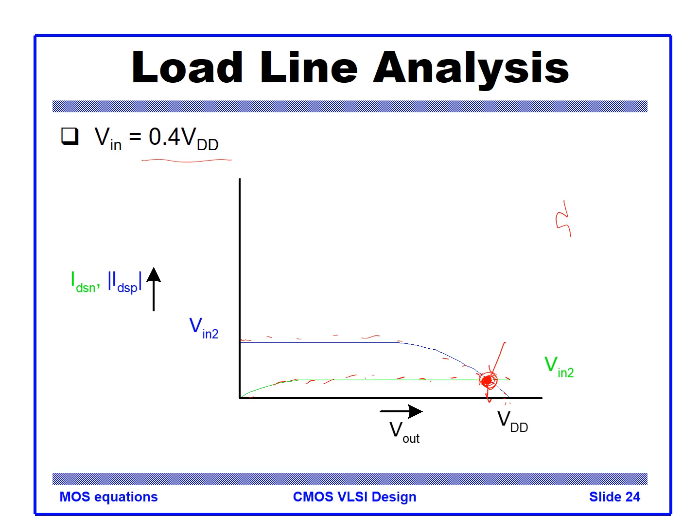This is what the output electrically is, satisfying the KCL and KVL. This is the only condition that will satisfy the KCL and KVL. So this is the output level of the inverter for this input, 0.4 VDD.